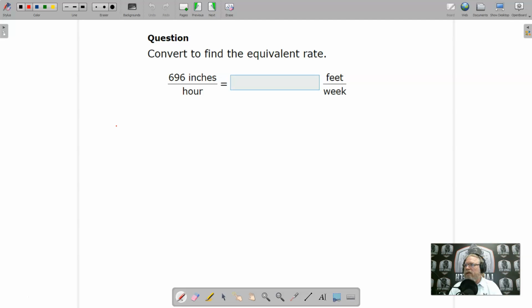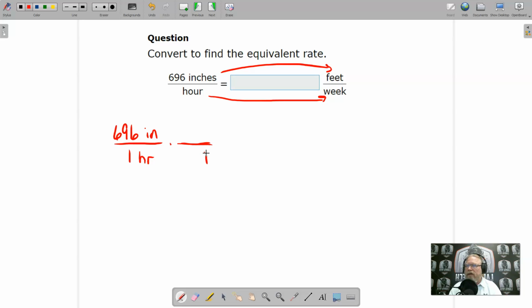So next one, 696 inches in 1 hour. We're going from inches to feet, hours to weeks. We're going to need a few conversion factors there. Let's deal with the length first. So inches, because they're opposite here, inches to feet. Yeah, we can do that. In 1 foot, there are 12 inches.